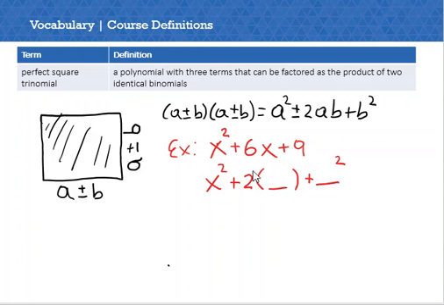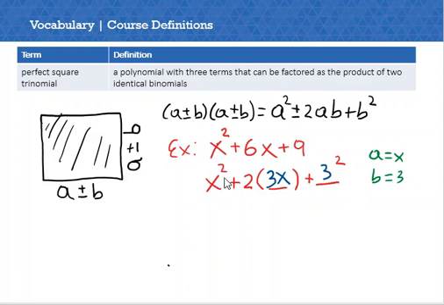Look at this. I need to get 6x. So 2 times what gives me 6x? Or I can do 6x divided by 2, which gives us 3x. And then what number squared gives us 9? That is 3. From here, we can say that a is x and b is 3.